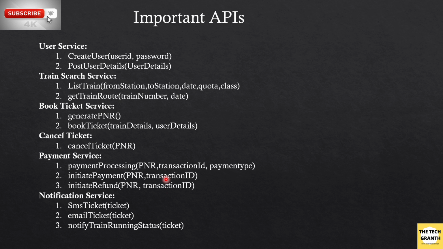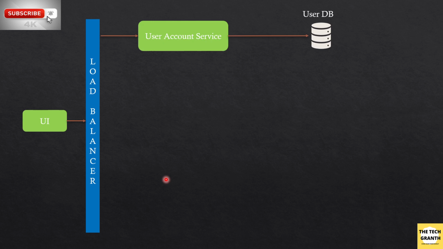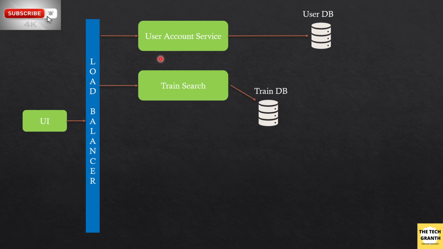After that, we'll look into a high level design of this particular train booking system. For high level design, we have a UI. From UI, we will call the load balancer. This is pretty much the common part. Then we have a user account service which will populate the user database. This will be an RDBMS, because again the user data will be really structured and it will be relational data. For searching of the train, we will have another database.